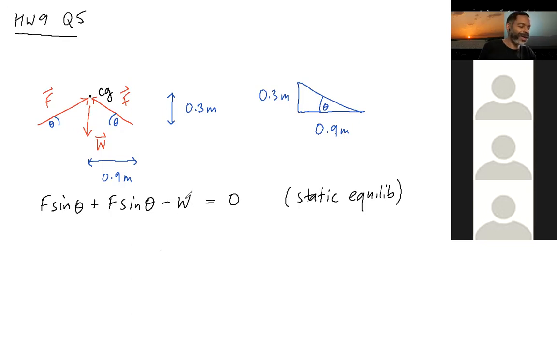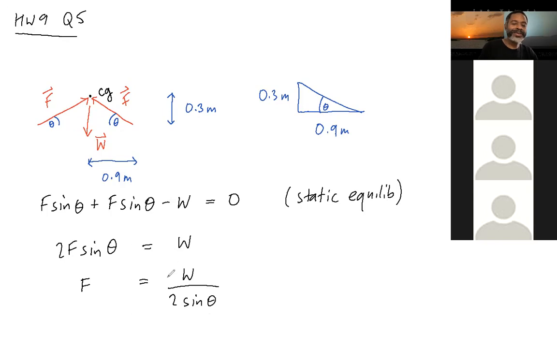Okay, so now I'm going to go ahead and add W to both sides. And so I'll combine this and turn it into twice F sine theta. So I have twice F sine theta is equal to W. And then I'm going to divide both sides by 2 sine theta so I get F by itself. So I get F is equal to W over 2 sine theta. All right. So there's our F.